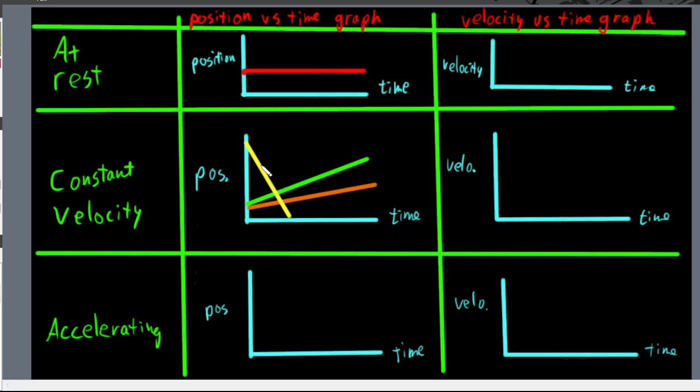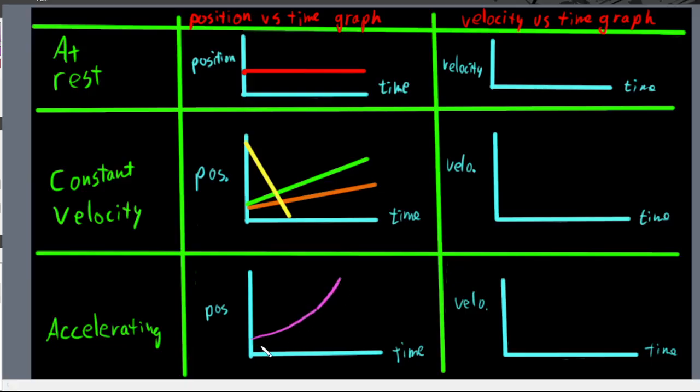Now, it does happen that it's going in the opposite direction. The green one is going away from the origin, and the yellow one is going toward the origin. So they do have opposite directions, which means they'll have opposite signs, but the yellow one is faster because it's steeper. Now, for acceleration, I'm going to tell you that it will be anything with a curved line.